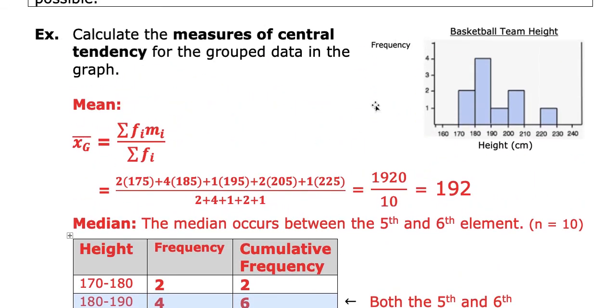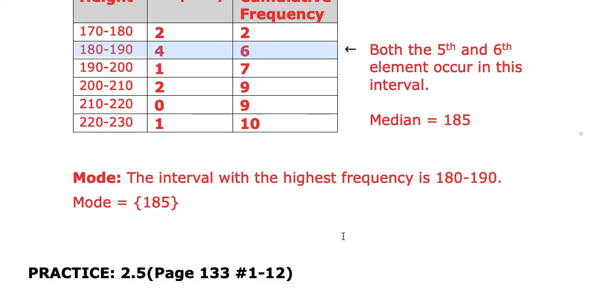Let's just illustrate that a little further. 1 and 2 belong here. 3, 4, 5, and 6 belong in this. So 5 and 6 is inside of here. Our median is that midpoint, 185. Just a visual with a graph.